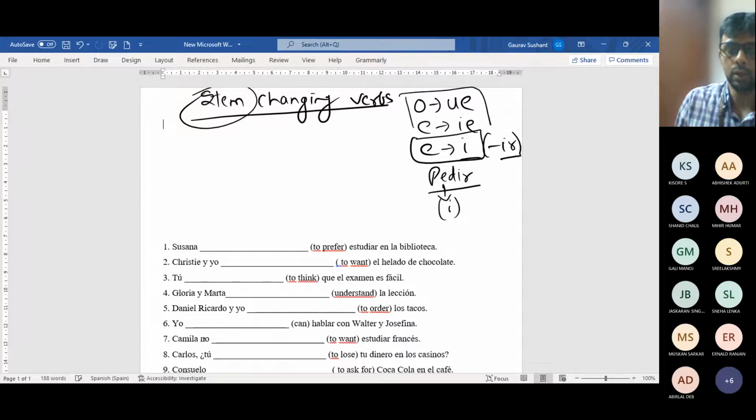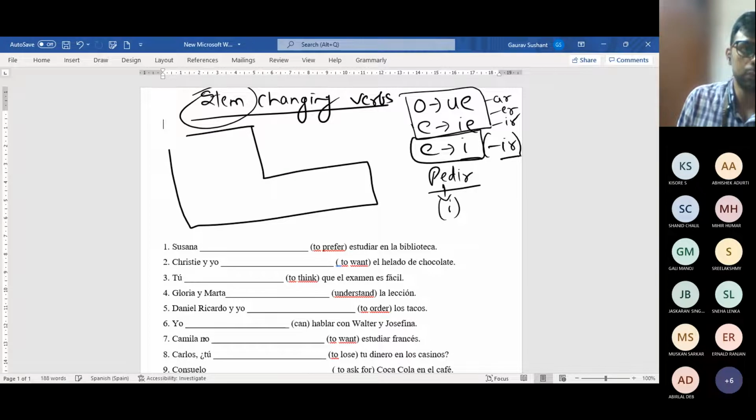The other ones you will find in all three, in AR, ER and IR ending verbs. The important part of this whole stem changing was the boot rule, in which I told you how the four conjugations of the verb are going to change in the stem part. We have done that already.